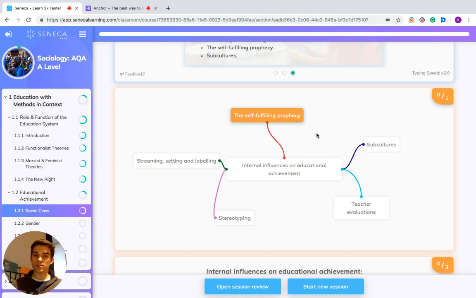Subcultures that occur within schools that can create different norms. Teacher evaluations, so how good your teacher is can play a big role. Stereotyping that goes on within the classroom, that's emphasizing any stereotype norms, maybe to do with gender or race. And streaming, setting, and labeling students can also have an influence on their education achievement.